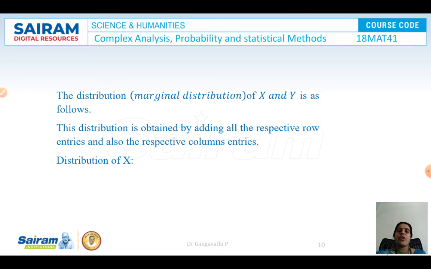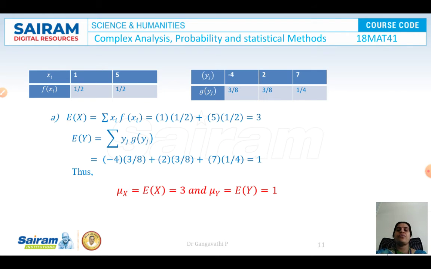So consider the given problem and write down the set for x. There are 2 values, 1 and 5, and the corresponding marginal distribution values by adding the rows are 1 by 2 and 1 by 2. Similarly, there are 3 values of y, minus 4, 2 and 7, and by adding the 3 columns we get these values. So this table is for the marginal distribution of x and this is for the marginal distribution of y. We were asked to find E of x and E of y. That was our first sub question.